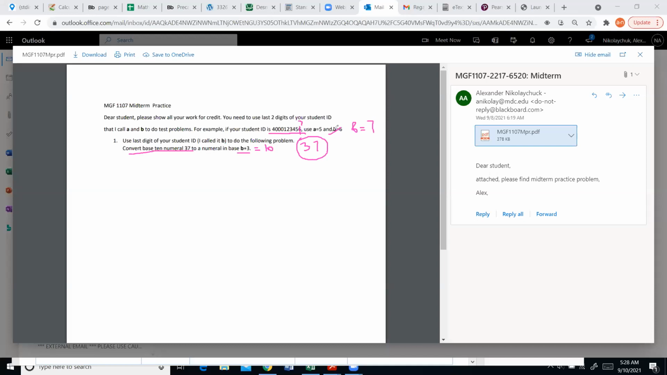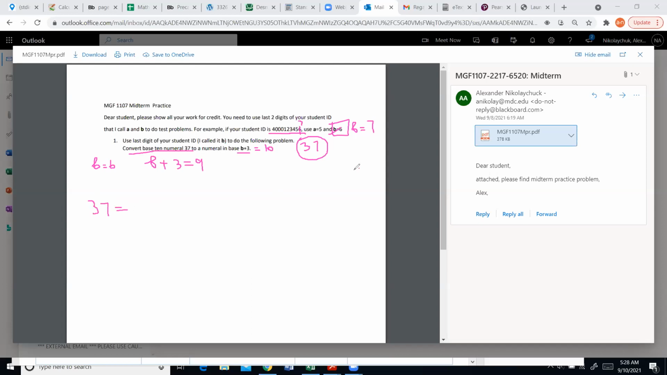So how about if I try B is equal to 6, the one that was here. So let me try B is equal to 6. If B was 6, then B plus 3 will be 9, right? B plus 3 will be 9. So I need to convert 37 to the base 9. So how can I write it in the base 9?